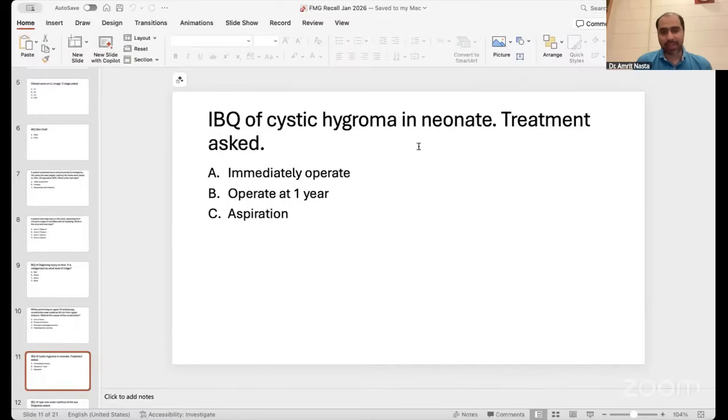So obviously, if the child is born with a big cystic hygroma, you will operate immediately because it can compress his airway. Maybe it caused difficulty in delivery also. We don't know that, but immediate operation would be my answer.